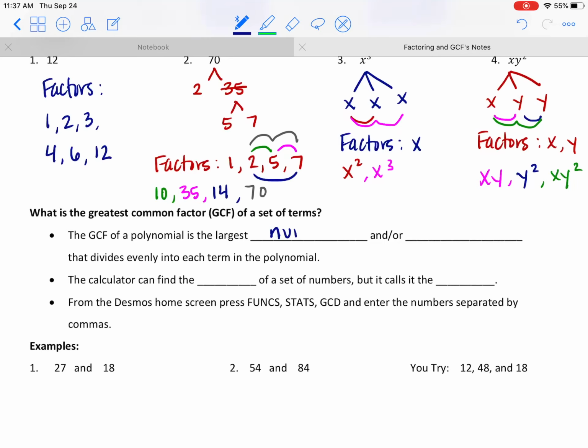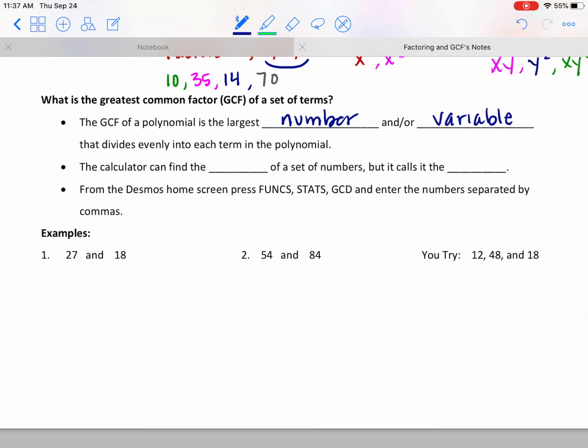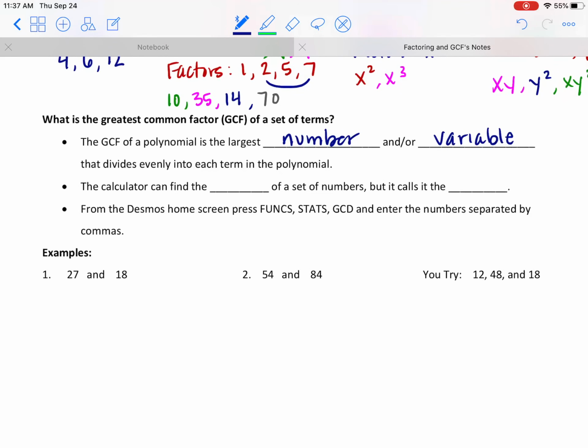So what is the largest number and or variable that divides evenly into every single term in an entire polynomial? So if I was looking at, let's say, 27 and 18, do you know how to find the greatest common factor? Well, I could go about the factor tree thing, right? But we should be able to look at 27 and 18 and know what's the biggest number that divides evenly into both of those. Hopefully you can see the greatest common factor, GCF, for these two terms is going to be 9. 9's the biggest number that goes into 27 and 18.